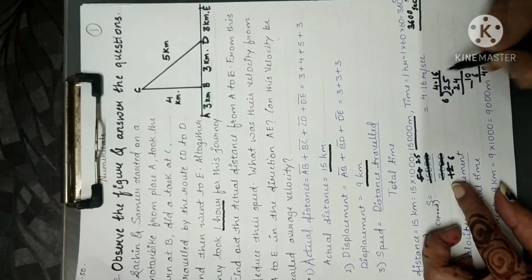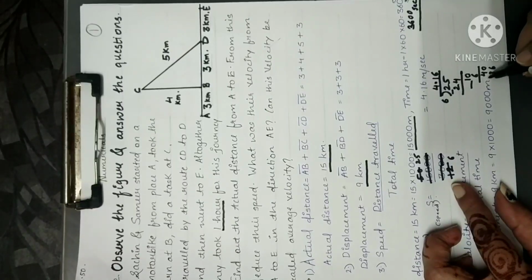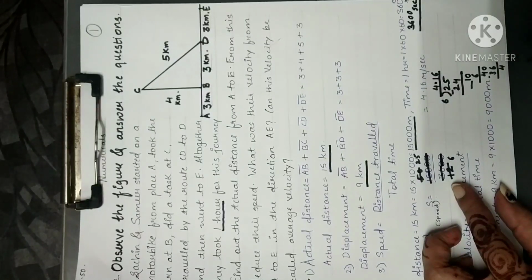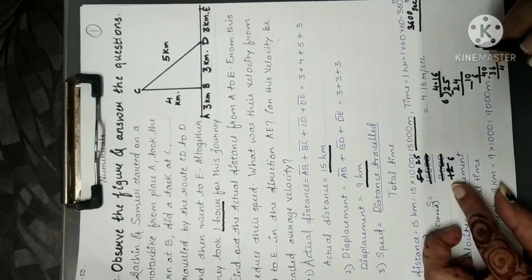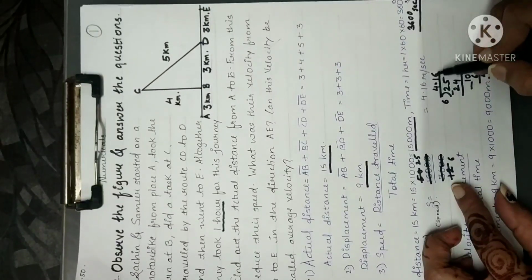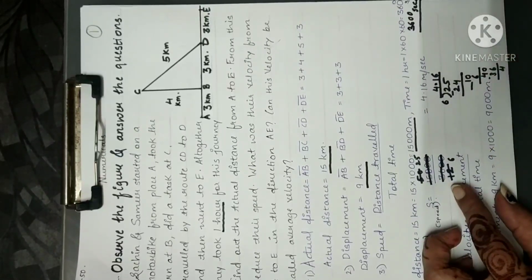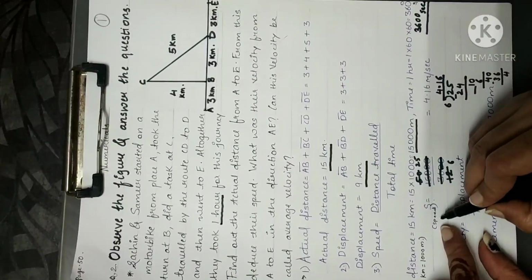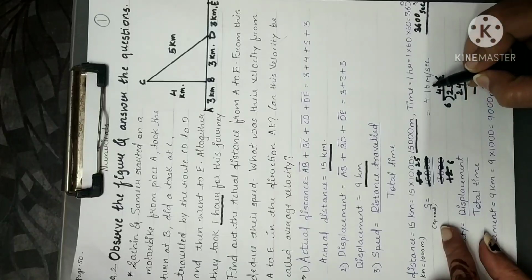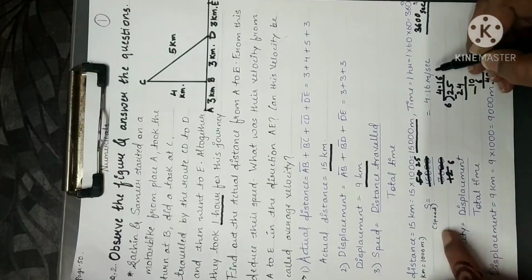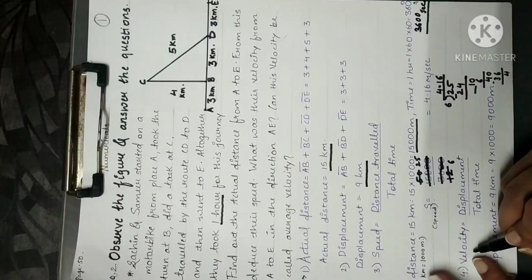6 sixes are 36. 4 remain. Let it be now. Till 2 decimal points we got the answer 4.16 meter per second. Speed is equal to 4.16 meter per second. Now we will find out velocity.